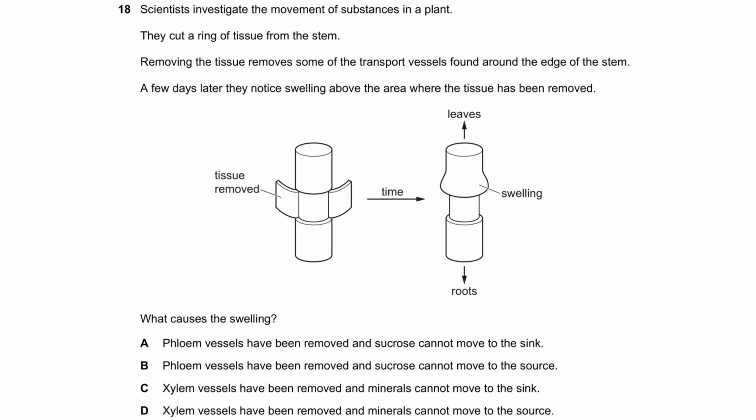Question 18 says, scientists investigate the movement of substances in a plant. They cut a ring of tissue from the stem. Removing the tissue removes some of the transport vessels found around the edge of the stem. A few days later, they notice swelling above the area where the tissue has been removed. What causes the swelling? So first, let's show the structure of the stem.